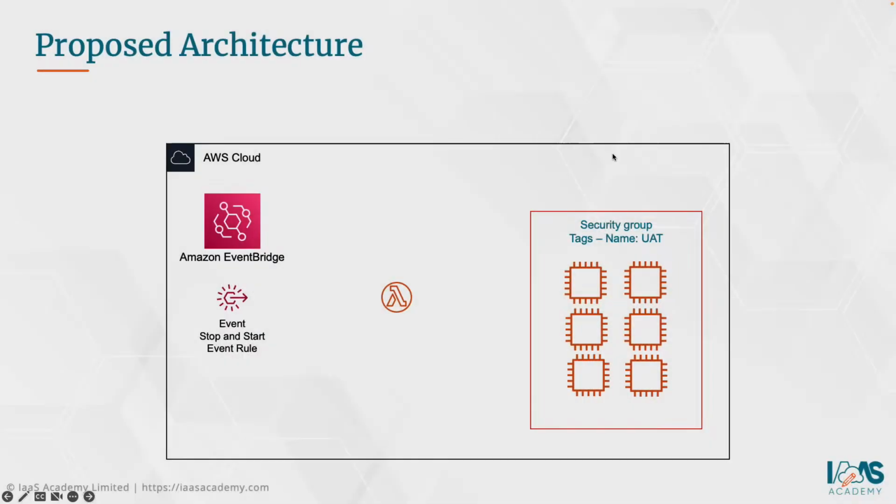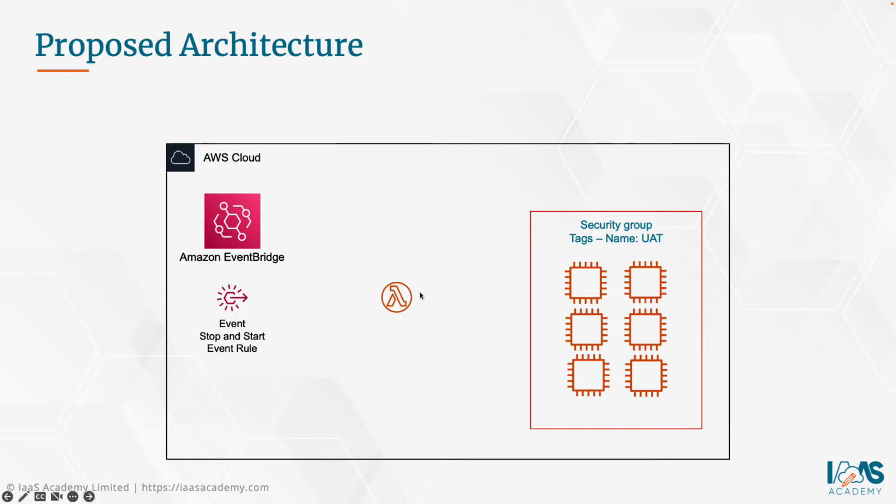So here we have the proposed architecture. You've got your UAT servers, your test servers, sitting in a VPC somewhere within the AWS cloud. In addition to that, you also will need to make use of 2 additional services, AWS Lambda and EventBridge.